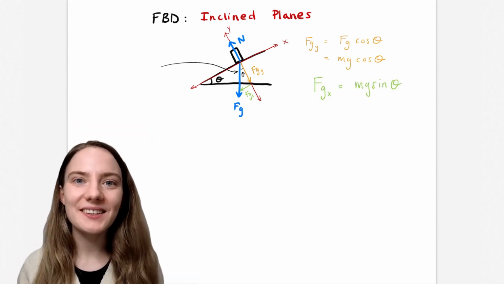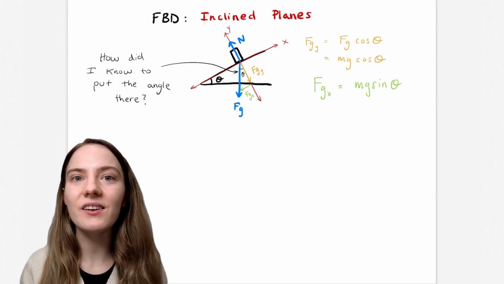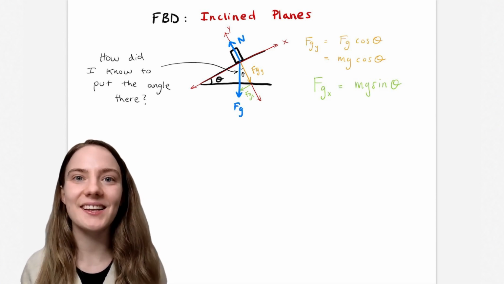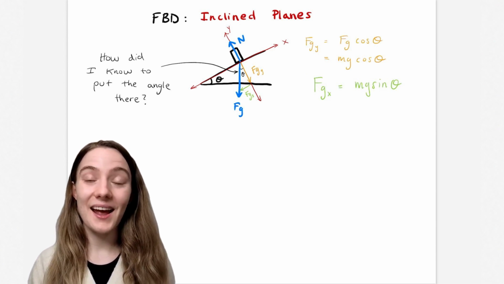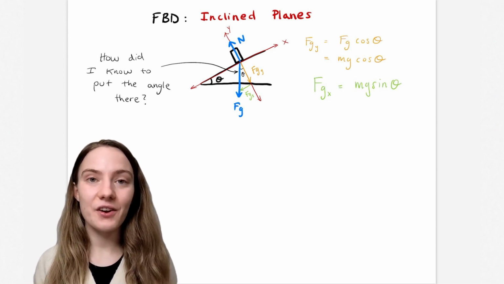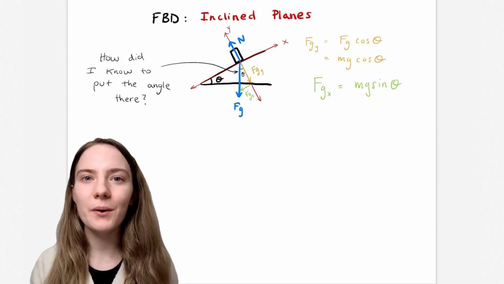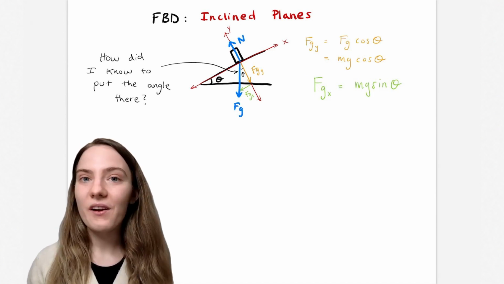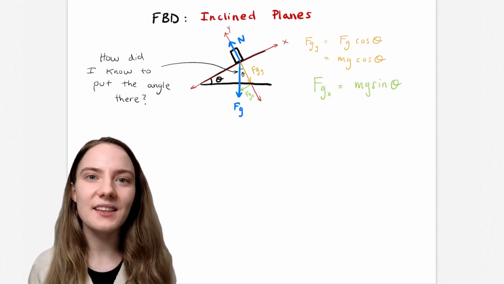But now let's get to the important question. How did I know to put the angle there? How did I know that that angle is the same angle as the inclined plane? And that's what one of my students asked me. And honestly, I didn't have a good enough understanding to give them an answer. And so I woke up today knowing I needed to figure out why we put the angle there. And what I figured out is that all I needed to understand this was the Z-theorem.